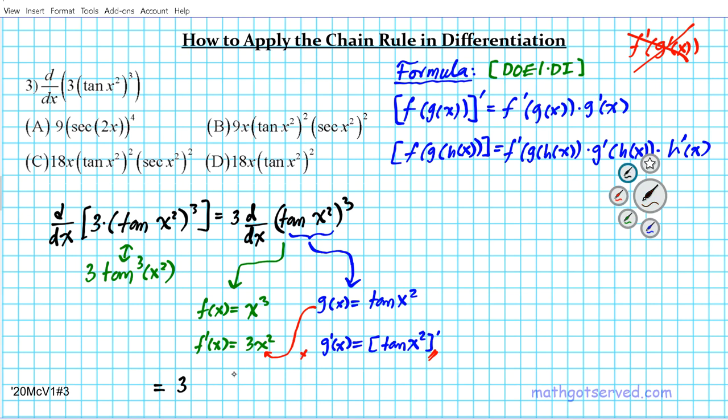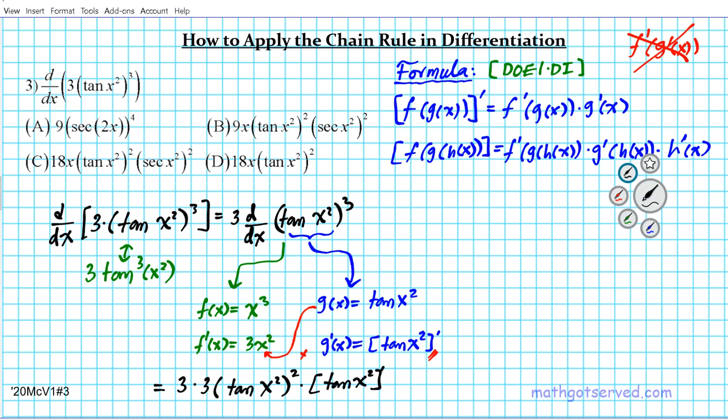Okay, so we have 3 times, we have another 3 here, so it's easy to mess that up. So don't forget there was a 3 that we brought down, and then we have this 3x squared. So instead of x squared, we're going to put in the inner function, which is quantity tan x squared, and then that's raised to the second power. Alrighty, and then that will be multiplied by the derivative of the inner function.